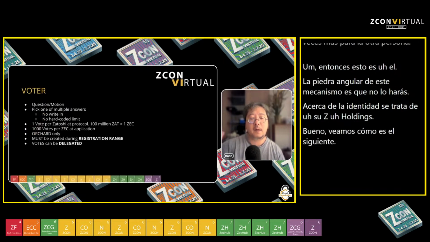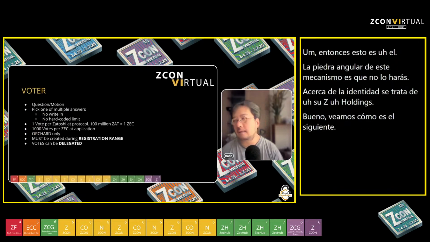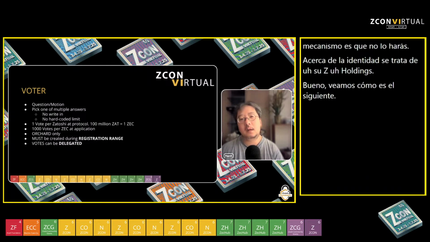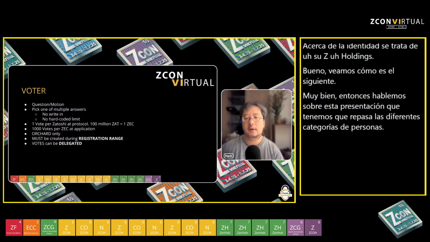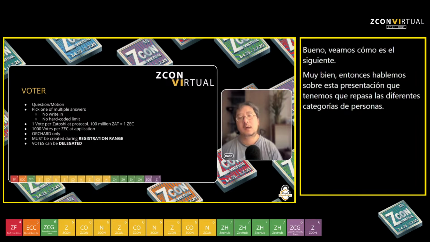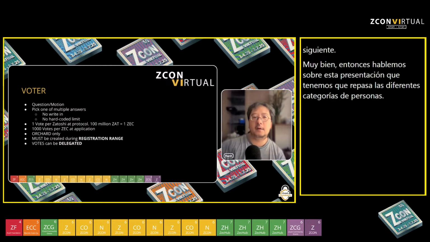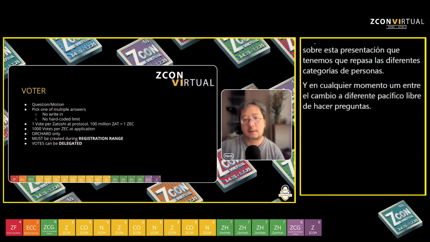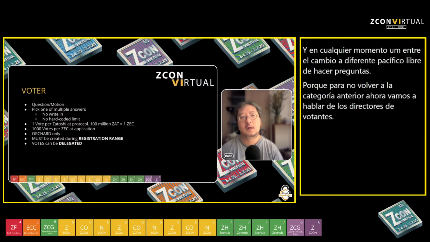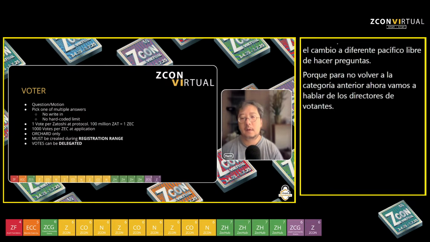All right, so let's talk about this. This presentation would go through the different categories of people, and at any time between the switch to a different category, please feel free to ask questions, because we're probably not going to go back to the previous category. So now we're going to talk about the voters, the electors, and once we finish with that, then we would talk about the board and so on and so forth.